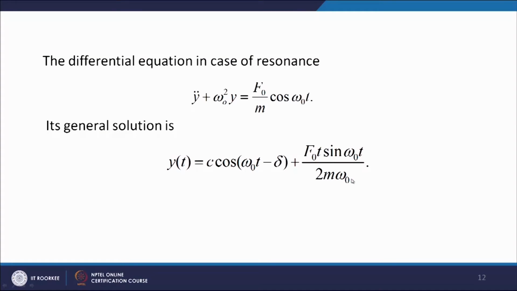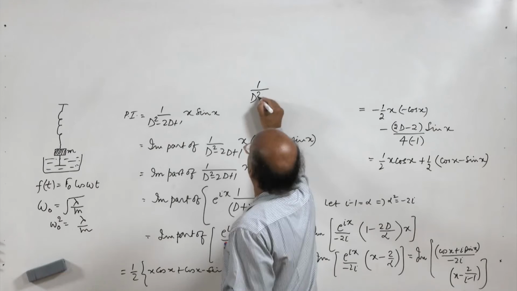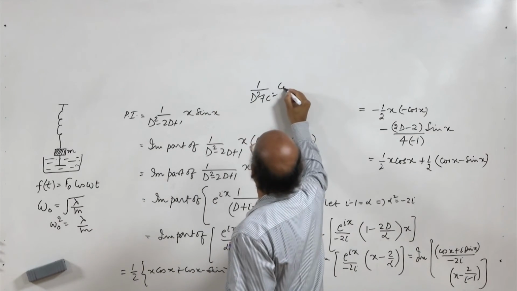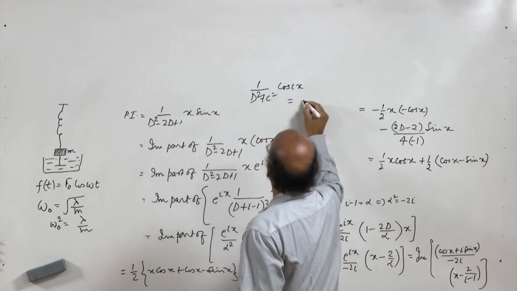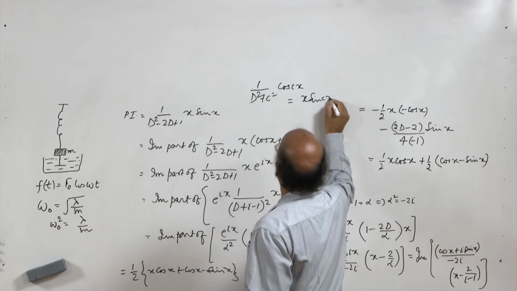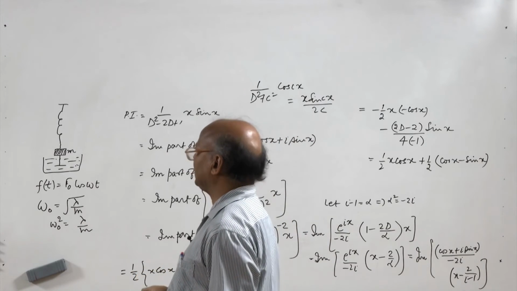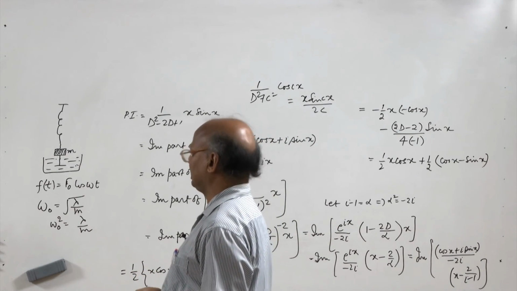We know how to determine the solution of the differential equation. The particular integral here will be 1/(D² + ω₀²) operating on cos ω₀t, and we know the formula for that. So we can make use of that formula, 1/(D² + c²) operating on cos cx, that we have found as x sin cx divided by 2c. So we make use of this formula to get the particular integral, this one, f₀ t sin ω₀t over 2ω₀.